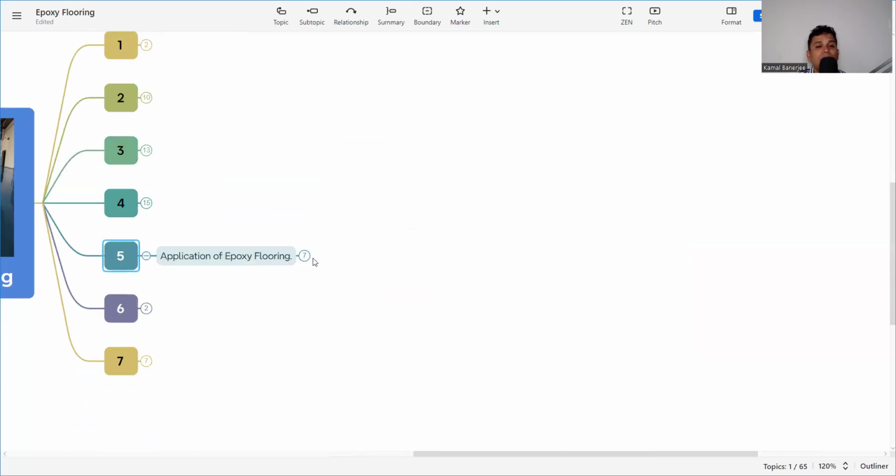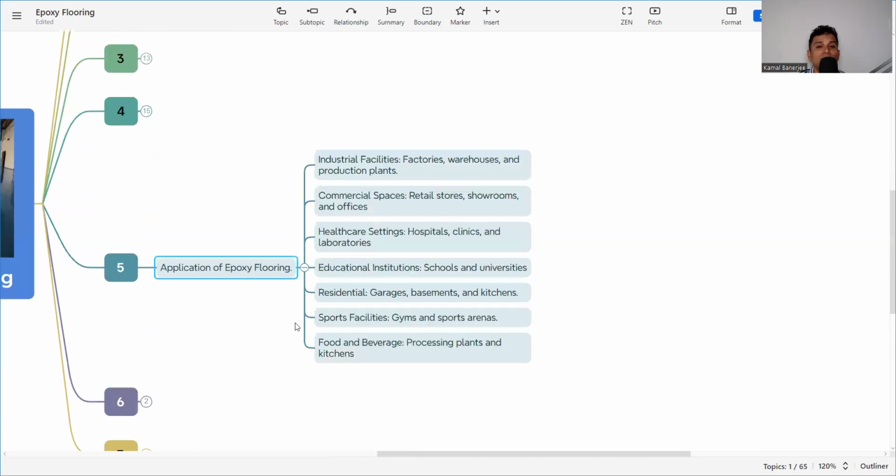Now, next is the application of epoxy floor. We use it in industrial facilities, factories, warehouses, and production plants; commercial spaces, retail stores, showrooms, and offices; healthcare settings, hospitals, clinics, and laboratories; educational institutions, schools, and universities; residential garages, basements, and kitchens; sports facilities, gyms, and sports arenas; food and beverage processing plants and kitchens. So these are the areas where we use epoxy floor.